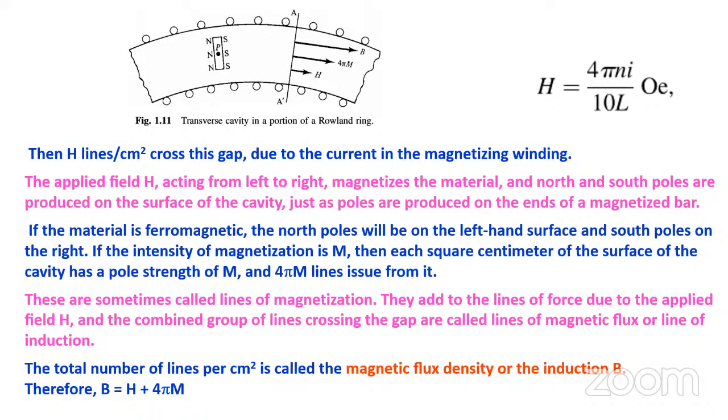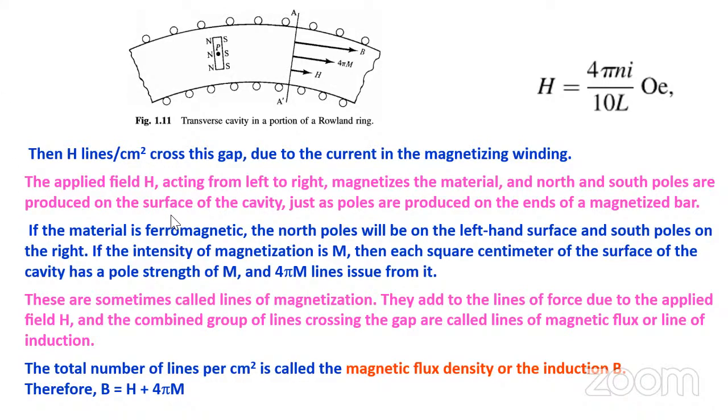Now, because the material inside the core is also getting magnetized, and there are certain lines of force because of the applied magnetic field, these two get added to each other. The applied field H, acting from left to right in this figure, is going to magnetize the material, and north and south poles are produced on the surface of the imaginary cavity. If the material inside the solenoid is ferromagnetic, then the intensity would not be only H, but also M, with 4 pi, since 4 pi is the solid angle in all directions. So it is going to be H plus 4 pi M.